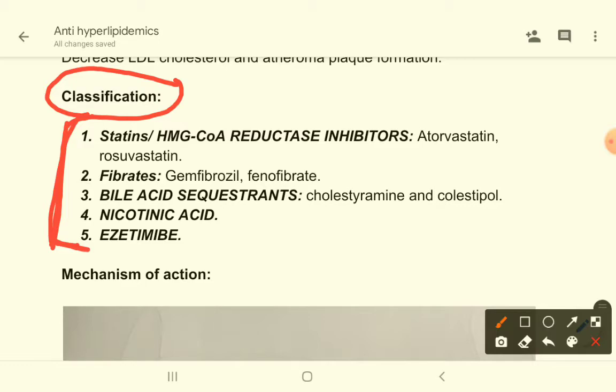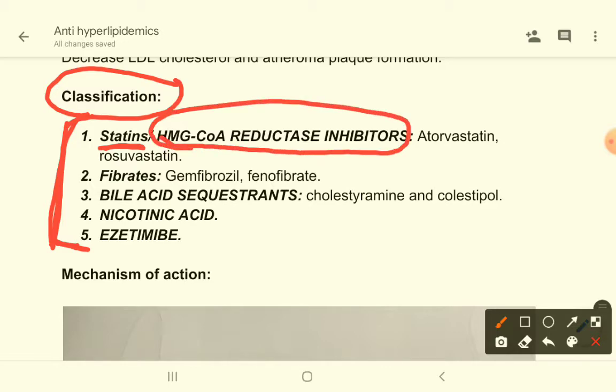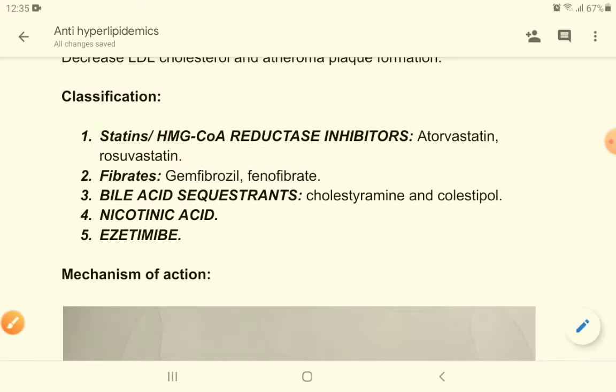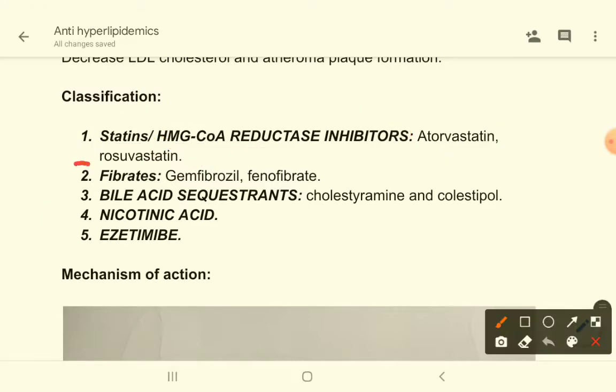Suppose statins, the very important group are statins, also called the HMG-CoA reductase inhibitors. The drugs are atorvastatin, rosuvastatin, simvastatin, etc. Then another important group is fibrates. The fibrates are also very important, and here the drugs are gemfibrozil, fenofibrate, etc.